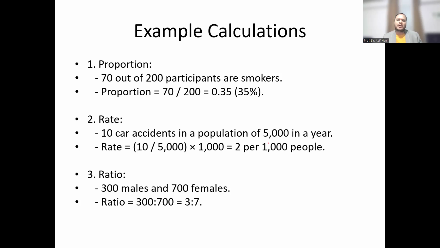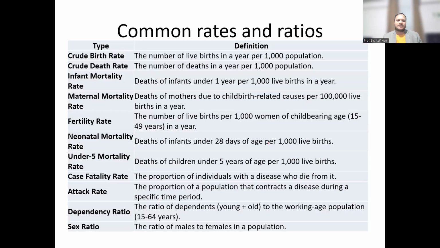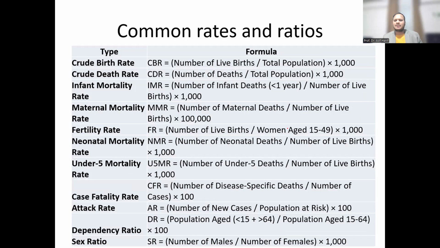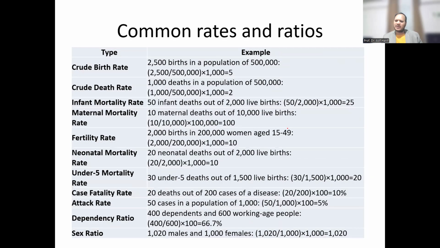Based on your choice, you want to present your data in percentage or out of 1,000. Ratios are 300 male and 700 females. The ratios are 3 to 7. So here are common rates and ratios used in health sciences, in medical sciences. Here is the pattern: I have given the definition first, then their formulas, then one example of each.